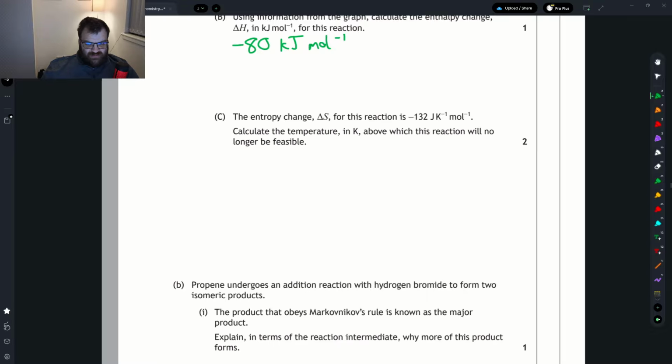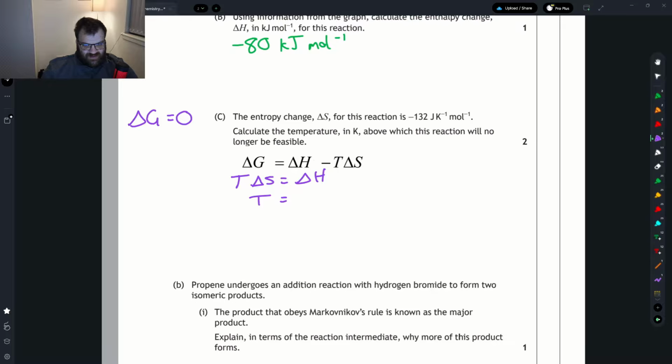Next one, we're trying to find the temperature at which the reaction changes from being feasible to being unfeasible. We're going to be dealing with delta G equals delta H minus T delta S. When we're trying to find out the temperature which changes, delta G is going to equal 0. Now we'll start to rearrange for T. So move the minus T delta S over to the left. That gives T delta S equals delta H. And then divide both sides by delta S. So T equals delta H over delta S.